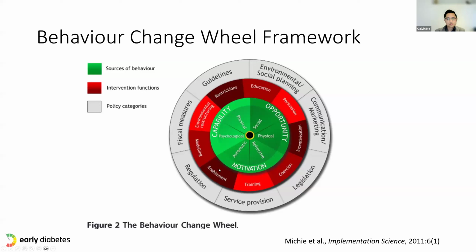But there are other ways that you can modify somebody's behavior. You can give them money for doing something. That's incentivization. You could coerce them to do something. You could train them. You could model that behavior. So all of these different interventions are part of this behavior change wheel framework, and they affect somebody's capability, opportunity, motivations differently.